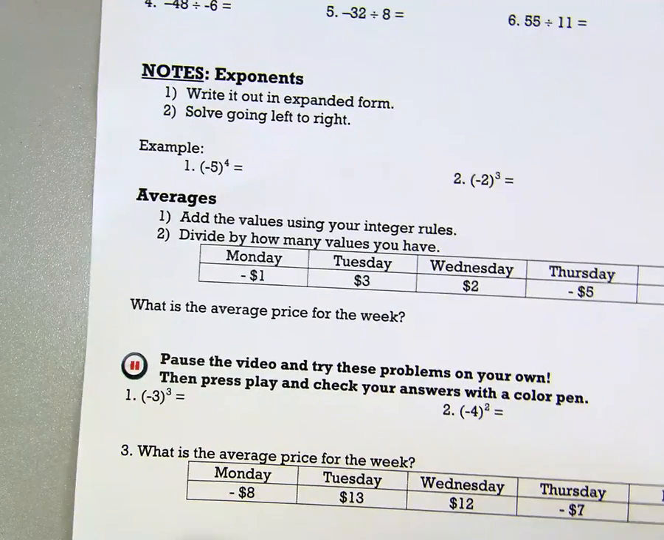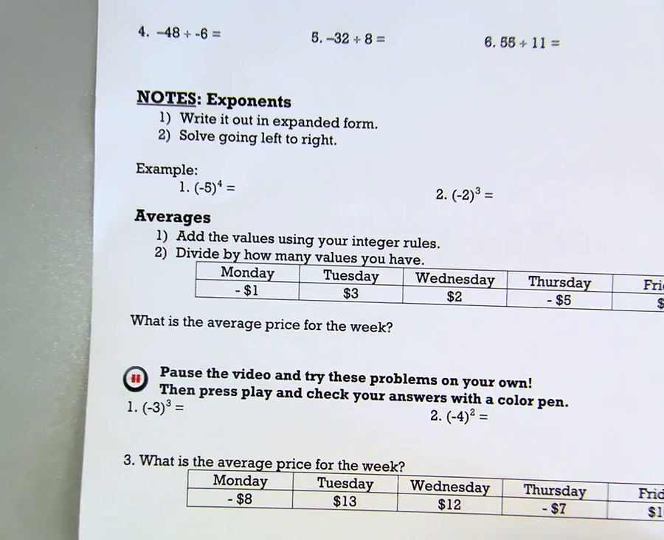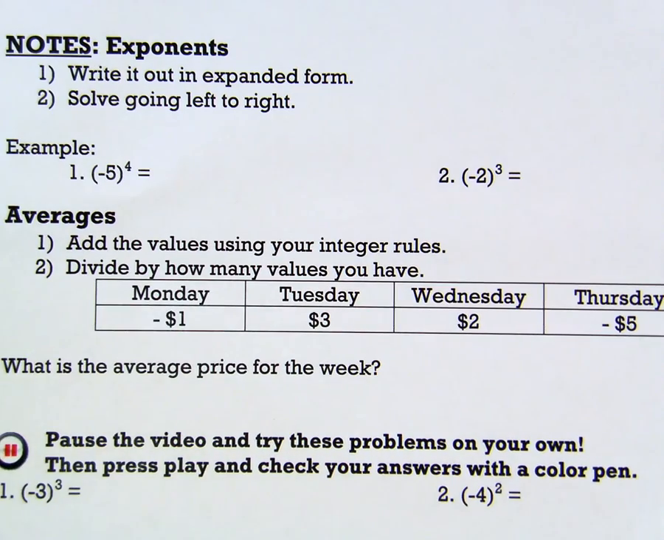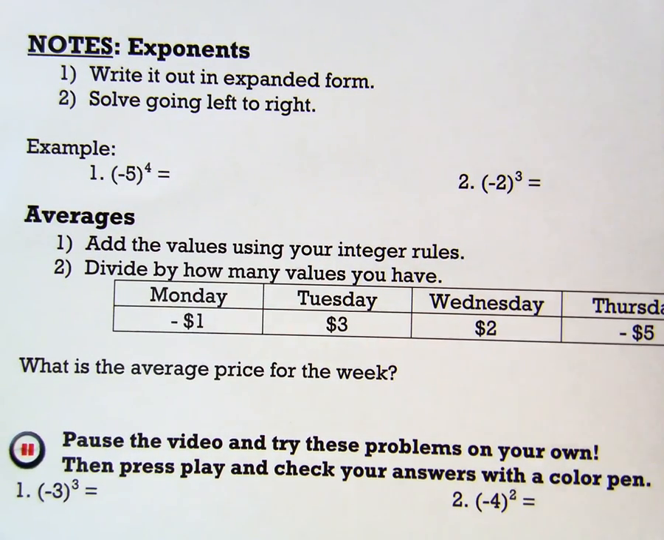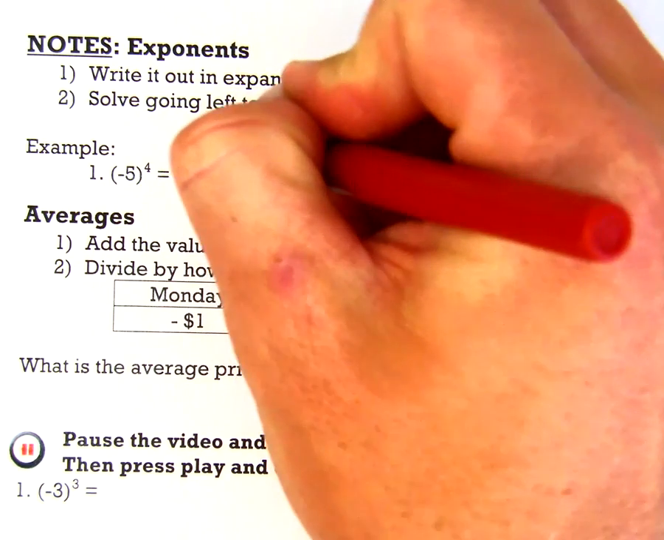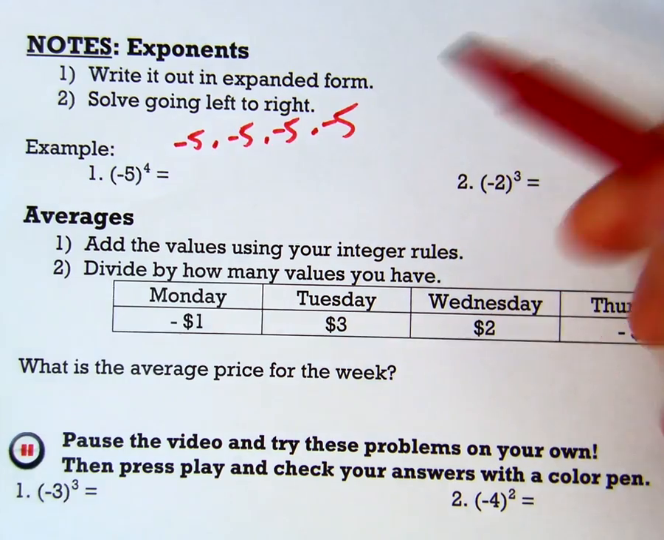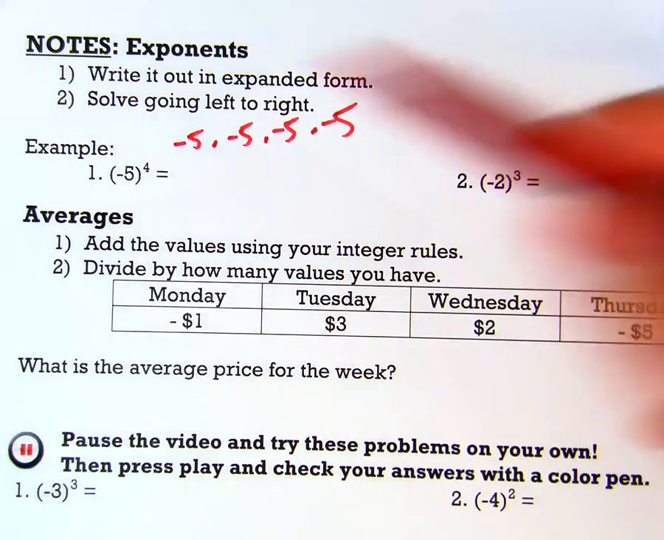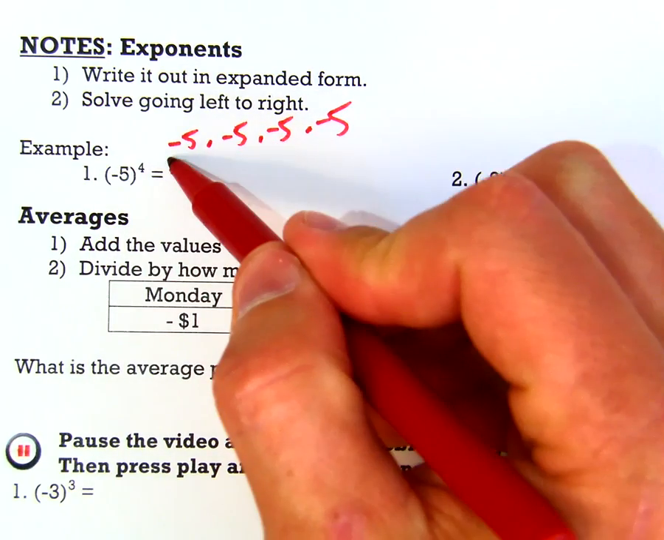Alright, now we're going to look at exponents. Okay? Whenever we see a problem with exponents, such as we have here, negative 5 to the 4th power, we're multiplying it 4 times. Okay, so we're doing negative 5 times negative 5 times negative 5 times negative 5. So I'm expanding it out. Then I'm going to go ahead and from left to right, I'm just going to multiply them.